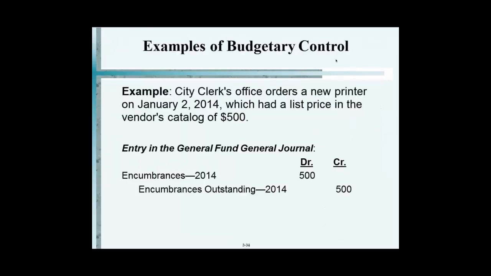Now let's go to the journal entry. This is the second journal entry that I want you to learn. Always never forget, okay? It's the same journal entry every single time. When you order an item, you debit a budgetary account called encumbrance, and you credit a budgetary account called encumbrance outstanding.